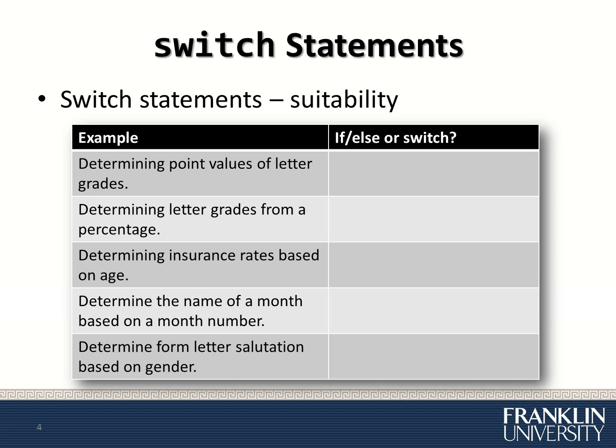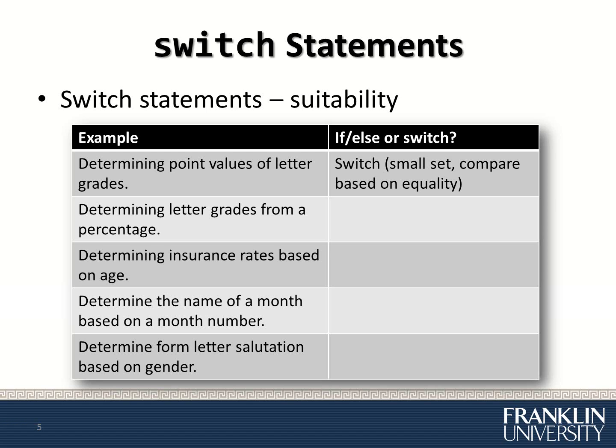So let's take a look at some examples. Let's say that we wanted to determine the point values of letter grades. So we're going to input a letter grade such as A, B, C, D, and we're going to output 4 for an A, 3 for a B, 2 for a C, and so on. Would that be more suitable for an if-else or for a switch? Really, this is best suitable for a switch.